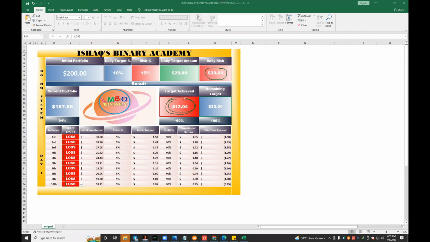If, for example, within the 10 trades you lose all the trades, it means this day is not good for you. But the risk you took is not fully reached: you did not lose $30, you lost only $12.